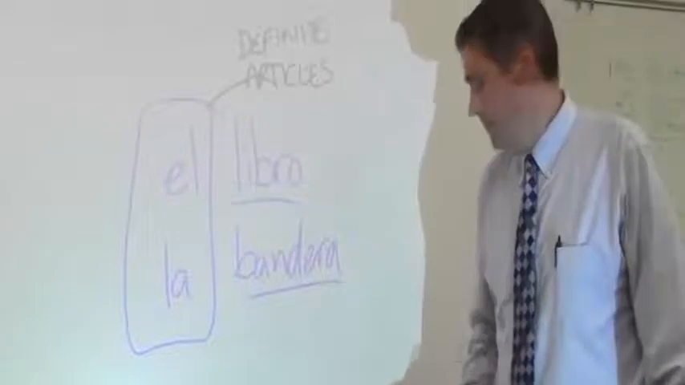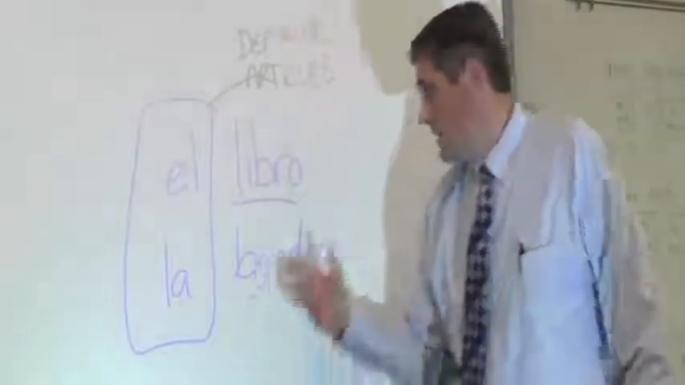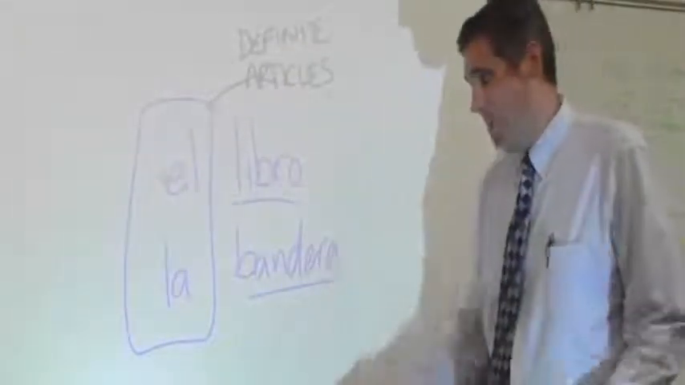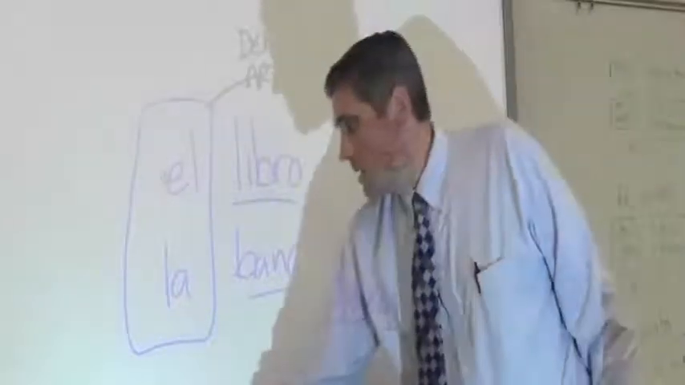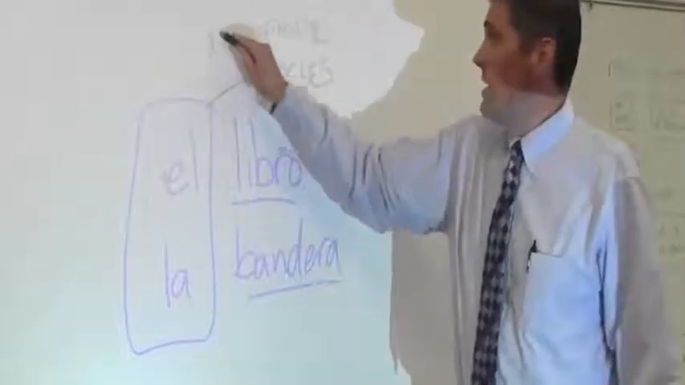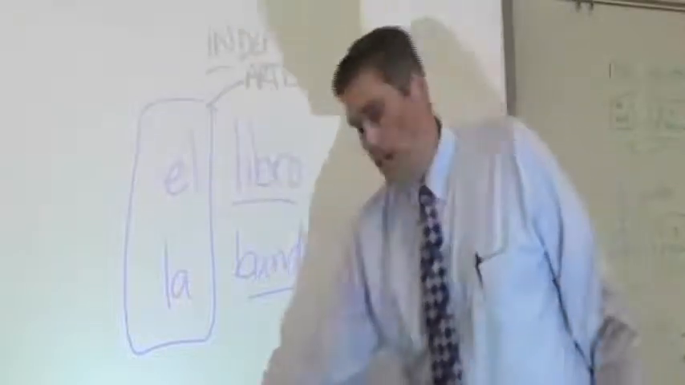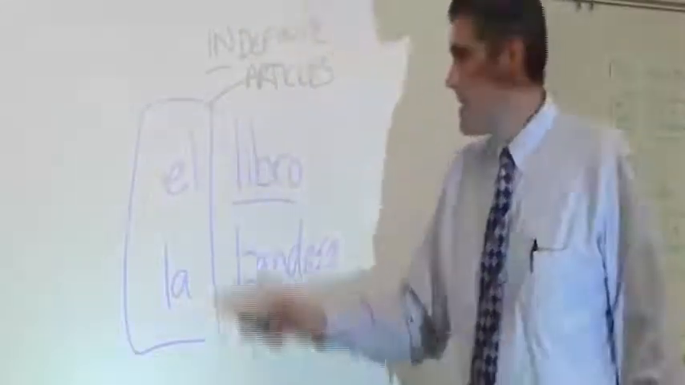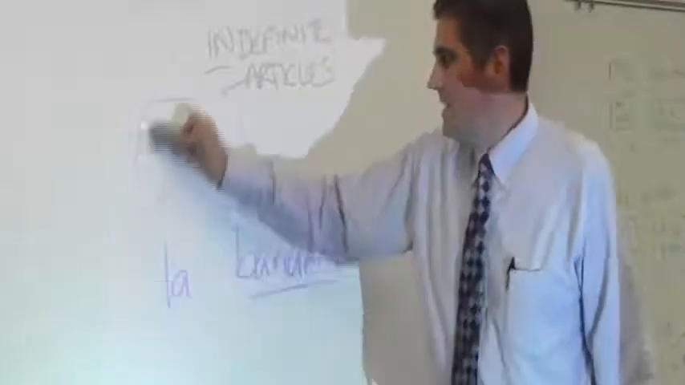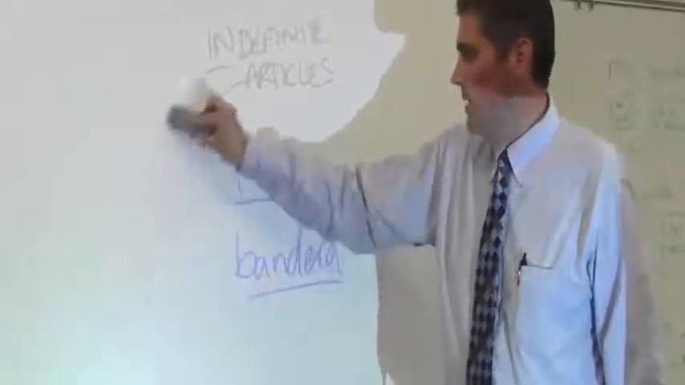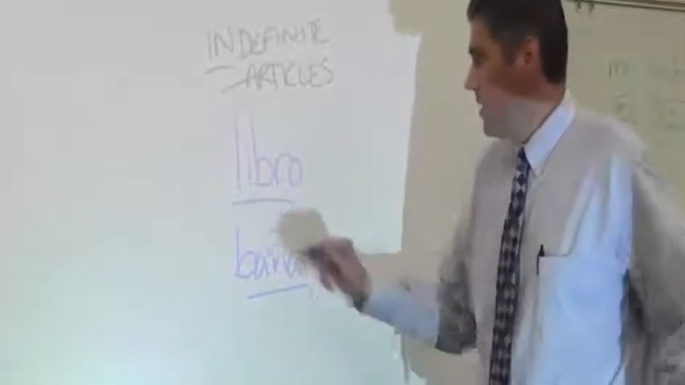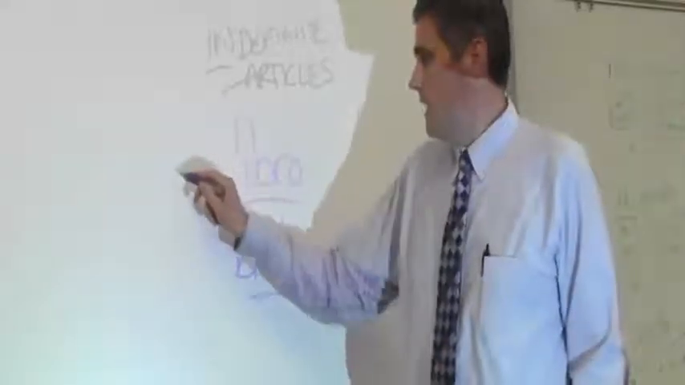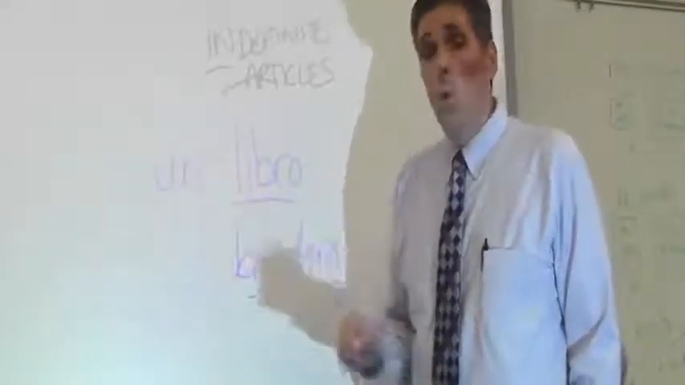El libro. Give me the flag, dame la bandera. Definite articles. Let me change to indefinite now. Indefinite, on the other hand, means it's not defined. It's indefinite, undefined. You don't know which book it is. I'm just saying give me a book. So, instead of el libro, I would say un libro.